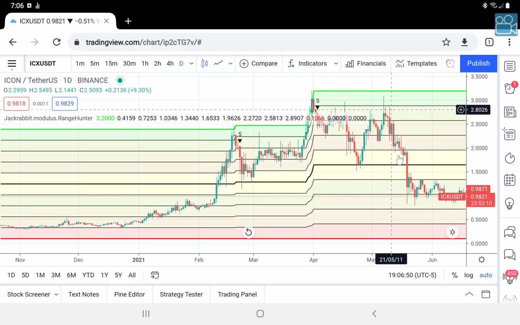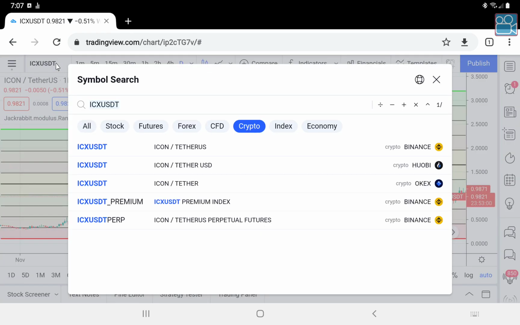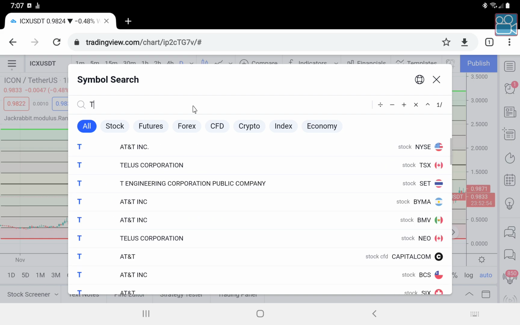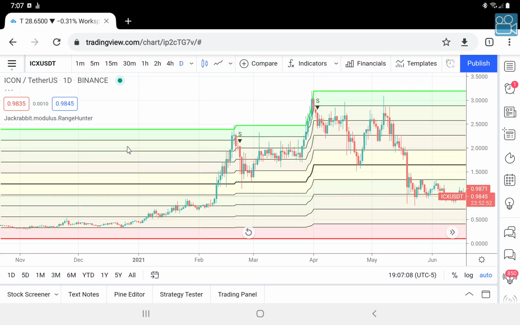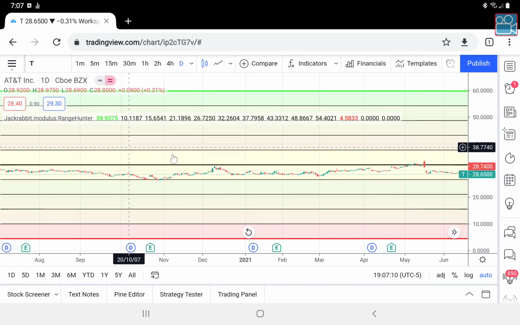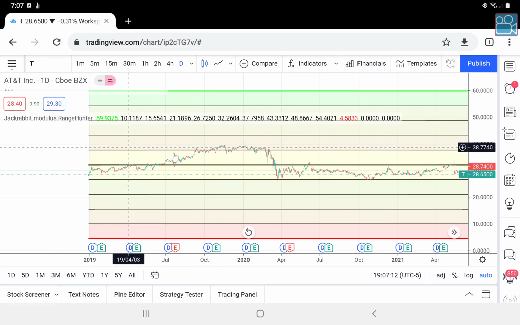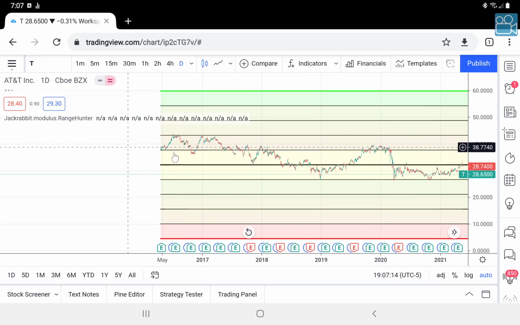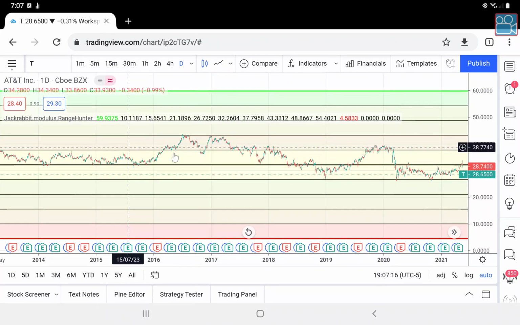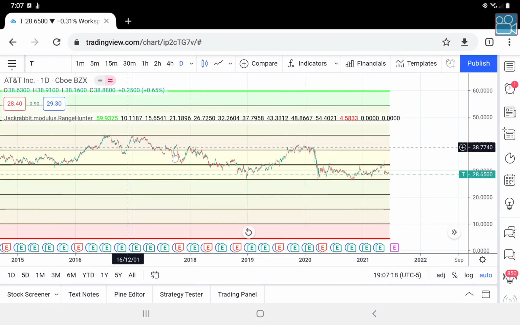So, this is the basis of Range Hunter. This is the kind of stuff Range Hunter can help you see. And it doesn't just work on crypto. It works on stocks as well. Let's take a look at something that's been around for a very long time. And you'll see exactly what I'm talking about.